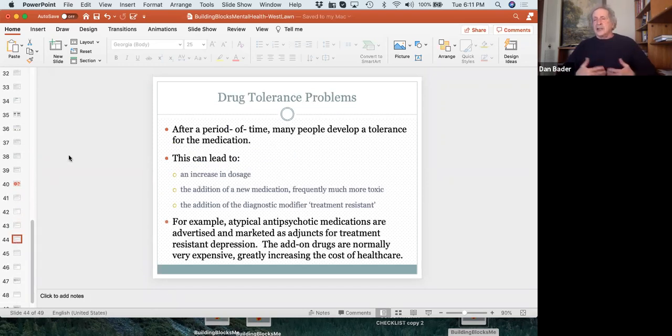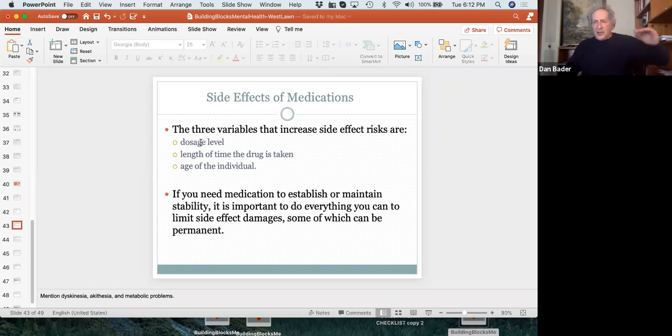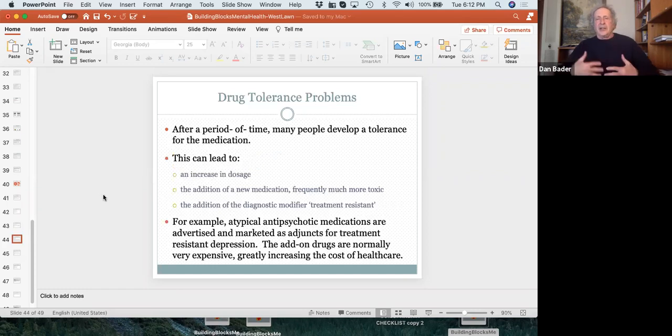Okay, drug tolerance problems, because these are psychoactive drugs. After a period of time, many people develop a tolerance for the medication, just like people do for all drugs. This can lead to an increase in dosage. And we know, right, dosage level, that's going to put you much more at risk of side effects. It can also lead to the addition of a new medication, frequently much more toxic than the first one you're put on.